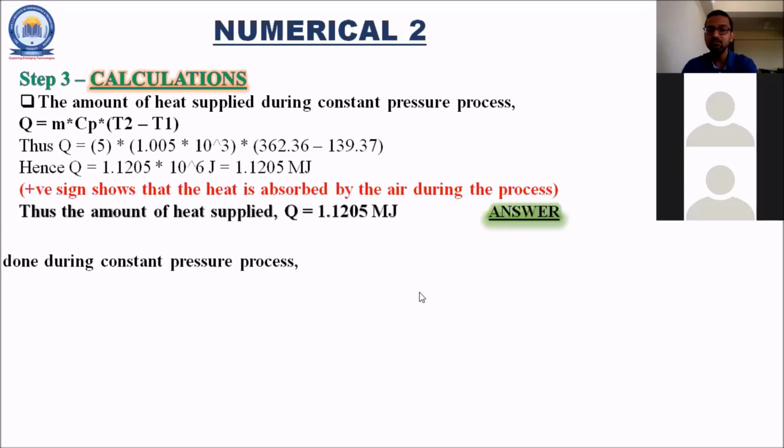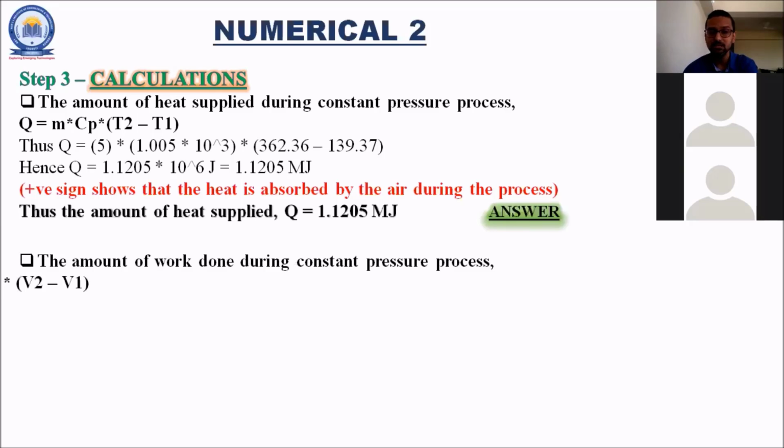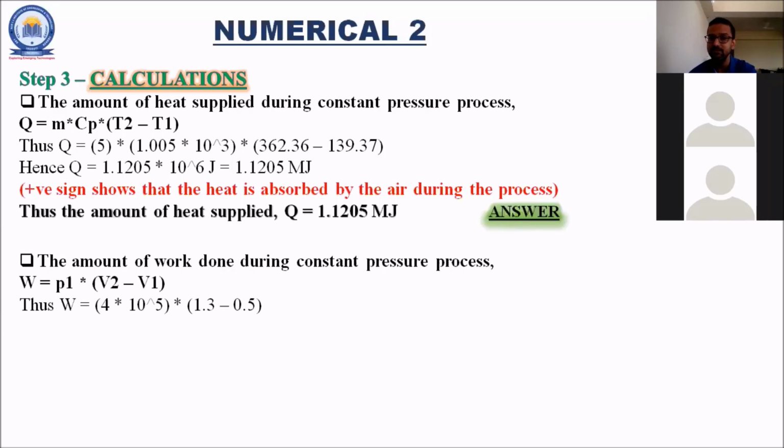Now we will be calculating the amount of work done during the constant pressure process. So W is equal to P1 into bracket V2 minus V1. Substituting the values of P1, V2 and V1, we get W is equal to 320 into 10 to the power 3 joule, converting that into kilojoule.